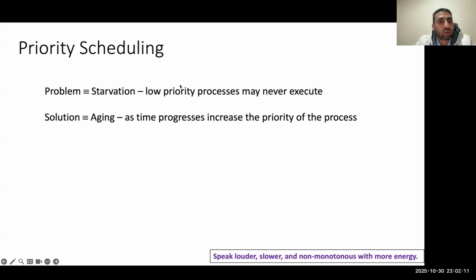So what is the solution to this problem? The solution is known as aging. Aging is a mechanism where, as time progresses and a lower priority process is not getting a chance to run, you increase its priority. Just like the example I gave, let's say there are 10 processes waiting. Let's say after every 1 second, whenever a low priority process doesn't get a chance to run, you simply increase its priority from 1 to 2.